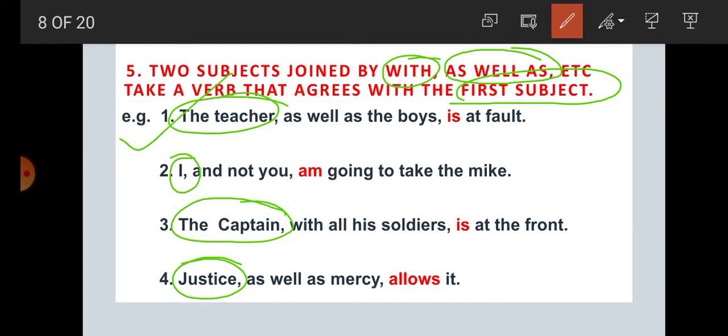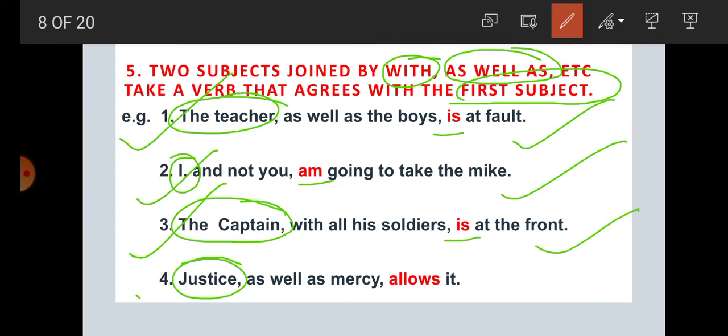So what is the first subject in the first sentence? The teacher. So according to the teacher, is is correct. In the second sentence, I, so am is correct. Third sentence, the captain, that's why is is correct. Fourth sentence, justice, that's why allows is correct, singular.